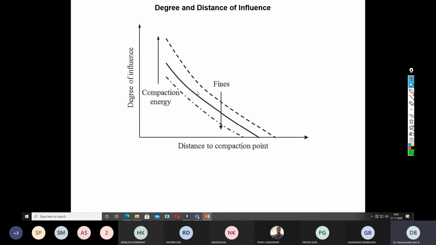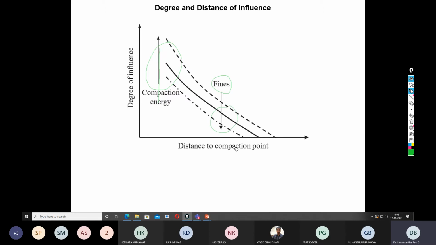Suppose if you look at this one, if the percent fines are decreasing, if there is no silt and clay fractions, there is this compaction energy and percent silt. So as you are increasing the compaction energy, as you can see from this picture, with increase in compaction energy, there is more and more zone of influence. More is the energy, more is the radial distance. That is, more is the zone of influence. So the more fines content in a given soil, the least is the influence.